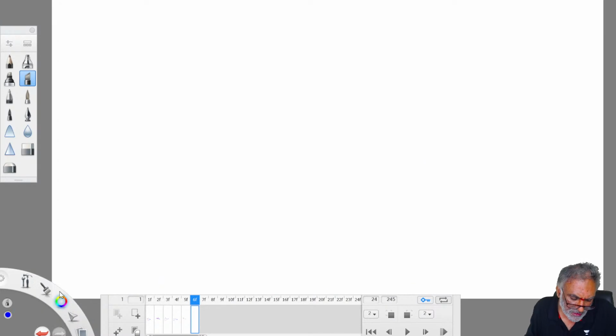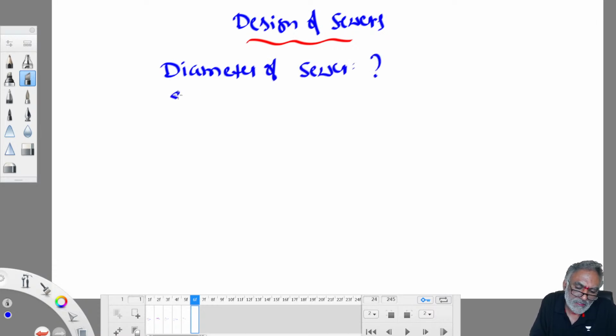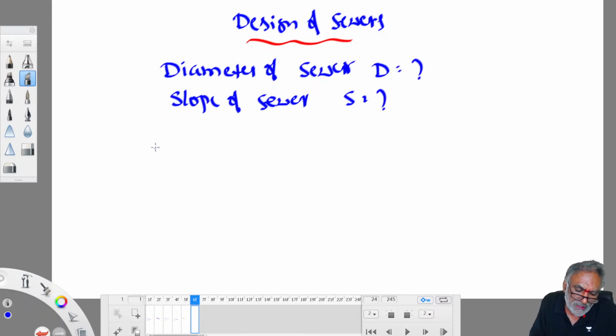Then coming to design of sewers. Sewers are designed based on two things: one is to work out the diameter of sewer and the other is the slope of sewer. Diameter D, slope S, so two unknowns are there here. So we use two equations. One equation is the continuity equation, right? This is coupled with Manning's formula.